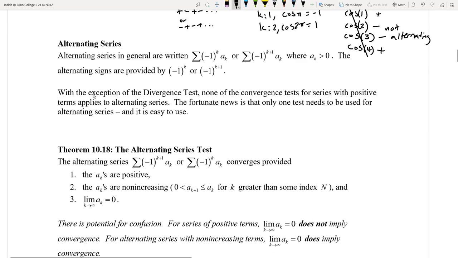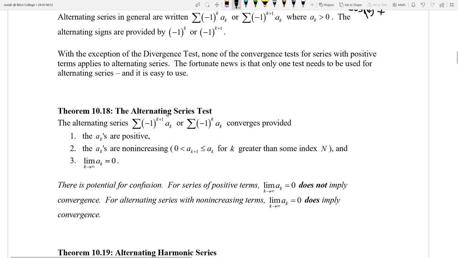As it says here, with the exception of the divergence test, none of the convergence tests for series with positive terms applies. So all the stuff that we've looked at up to this point, with the integral test, limit comparison test, root test, none of those work. So the fortunate news, as it says here, is that only one test needs to be used for alternating series, and it's pretty easy to use. So here's our alternating series test.